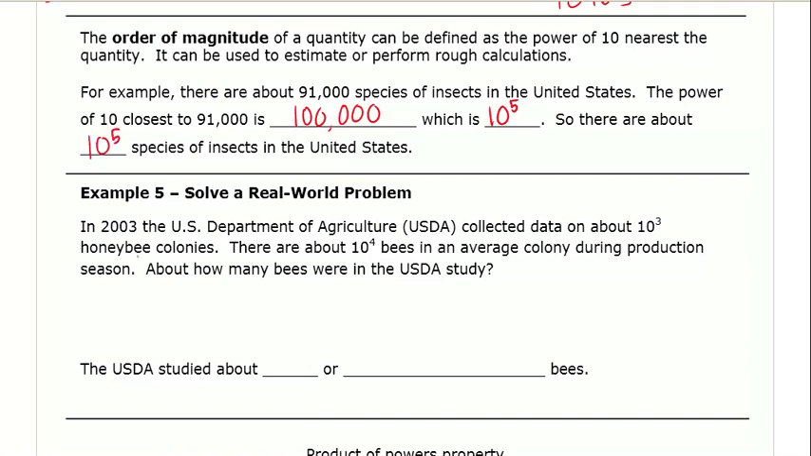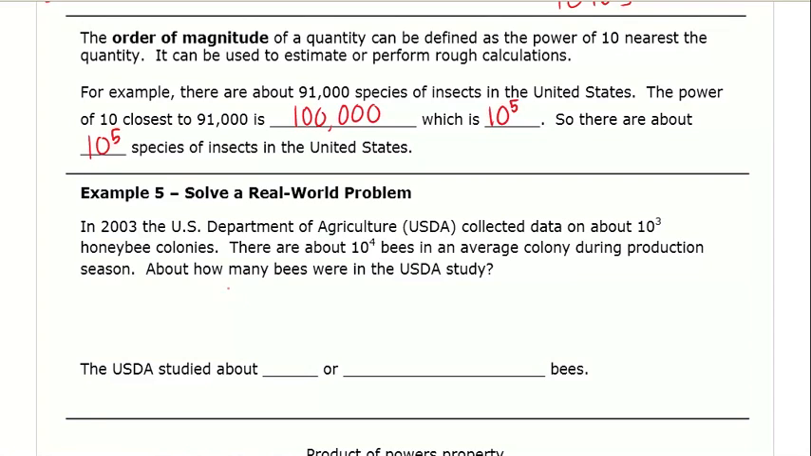Okay, so example 5. I hate bees, but that's what we're going to talk about right now. In 2003, the U.S. Department of Agriculture collected data on about 10 to the 3rd honeybee colonies. There are about 10 to the 4th bees in an average colony during production season. About how many bees were in the USDA study?